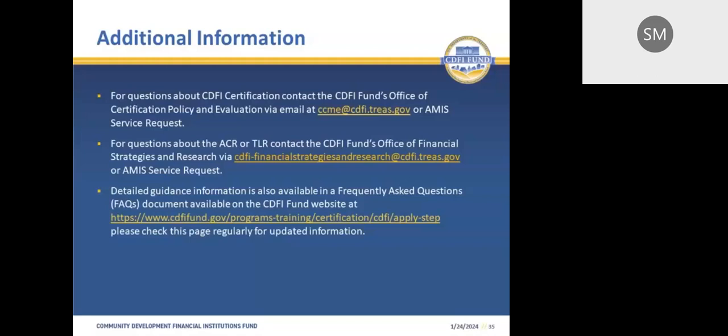So you submit your ACR, you then decide when do you want to come in for your recertification. When do you want to submit that certification application? If you want to come in early, then you need to let the fund know by February 1st. Submit your request into AMIS, do the service request to say, I want to be an early submission. Then you have the opportunity from May 31st to July 31st to then submit your recertification application with a TLR.